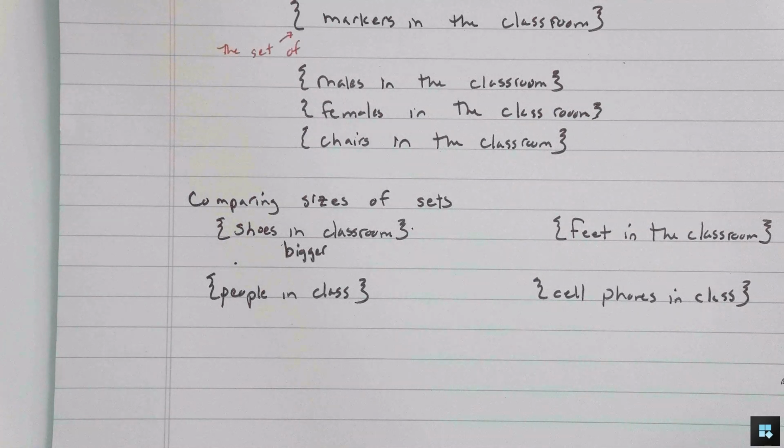Okay. Who has an extra cell phone? Sometimes people have extra cell phones. Any extra cell phones? Okay, nobody has an extra cell phone, and I didn't bring a cell phone. So which set is bigger here? People. Yeah, this one's bigger.